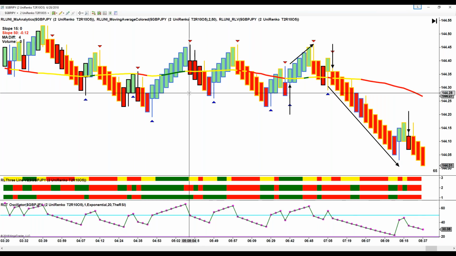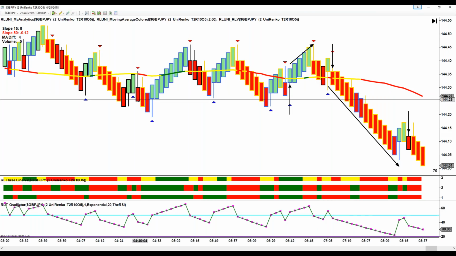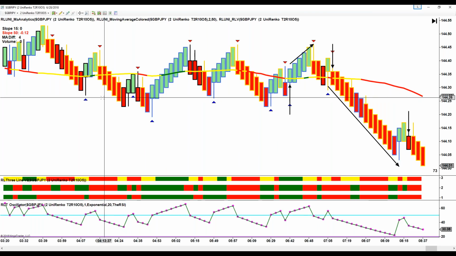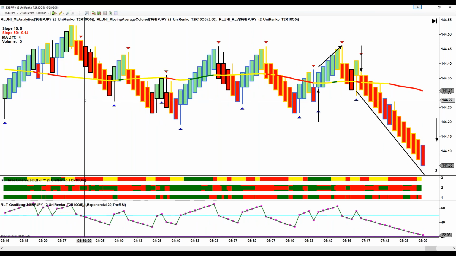Now here you have no 3 line. So you have no trade. Here you have no 3 line and no trade. Here again, you have almost a great short trade, but you have not broken the 50. So you just have no trade. And here you have no long trade.